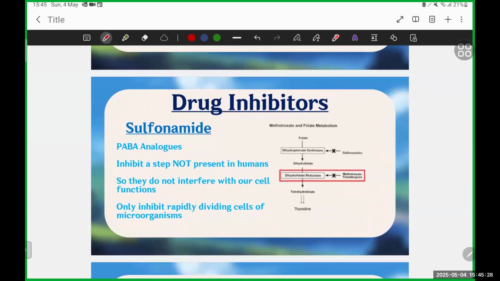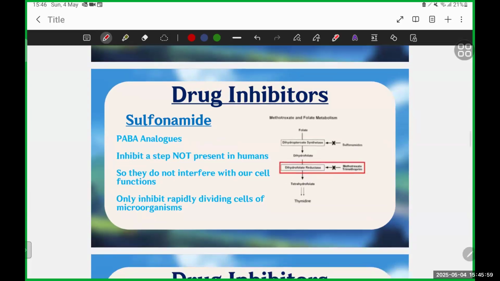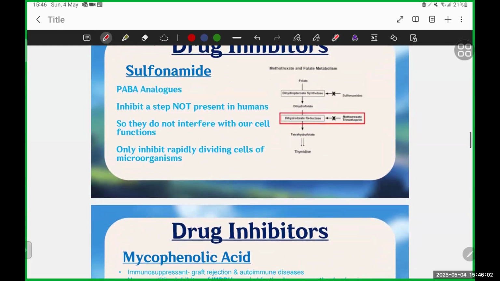All right, sulfonamide is a PABA analog, and the thing with this is it doesn't work exactly like methotrexate, so it won't exactly destroy you, because it inhibits this one enzyme that's only present in microorganisms. So even if you take sulfonamides, it's not going to affect your own cells because you don't have the enzyme. So it's basically not interfering with your own process. So this is basically an antibiotic, only affects microorganisms.